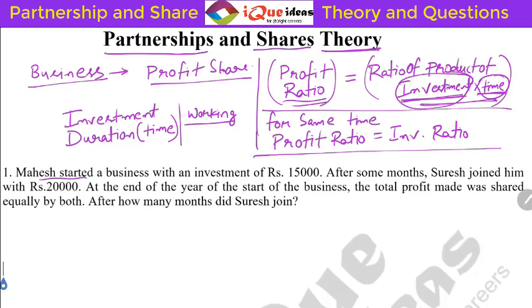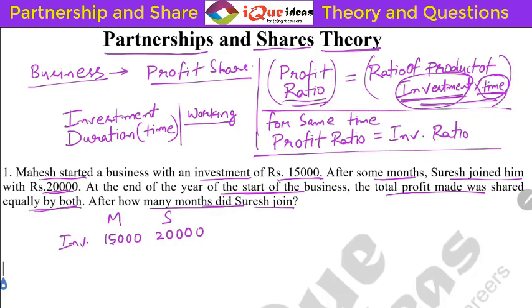This says Mahesh started a business with an investment of rupees 15,000. After some months, Suresh joined him with rupees 20,000. So let's write it like this. Mahesh, Suresh, investment amount. For Mahesh it is 15,000. For Suresh, it is 20,000. At the end of 1 year from the start of the business, the total profit made was shared equally by both. After how many months did Suresh join?